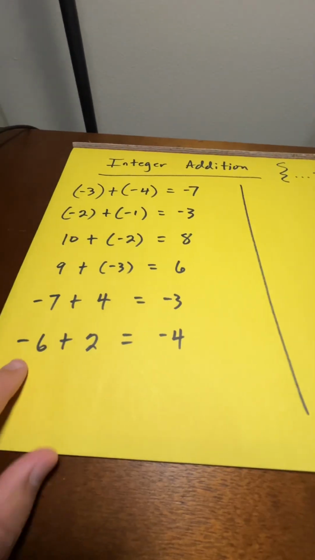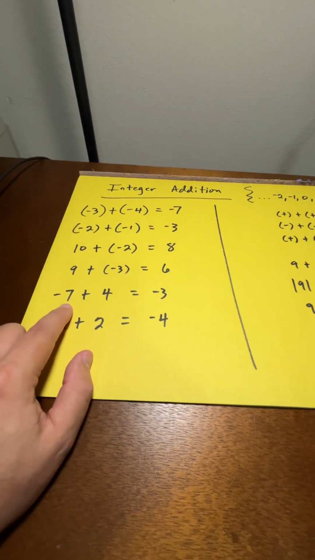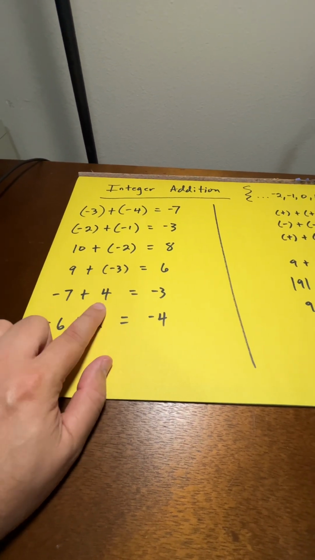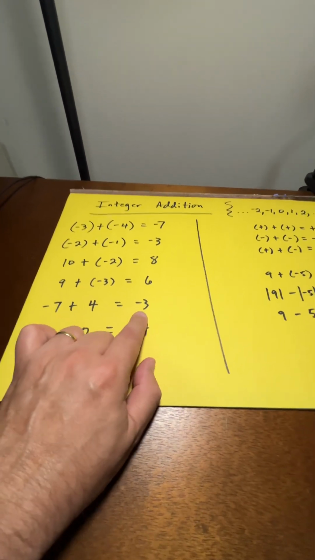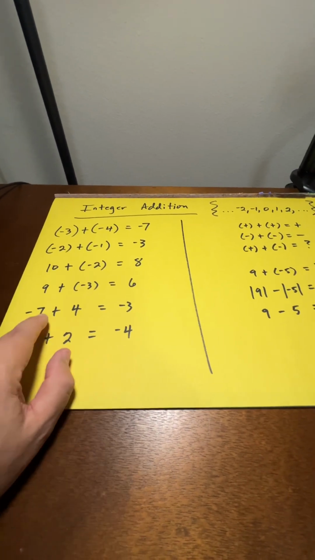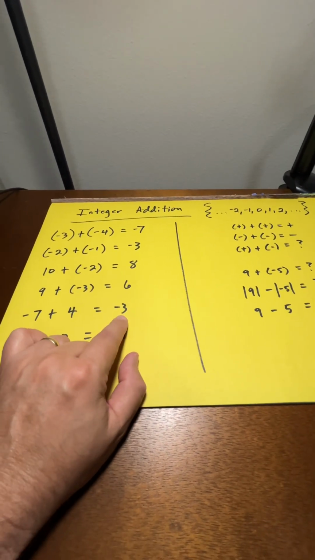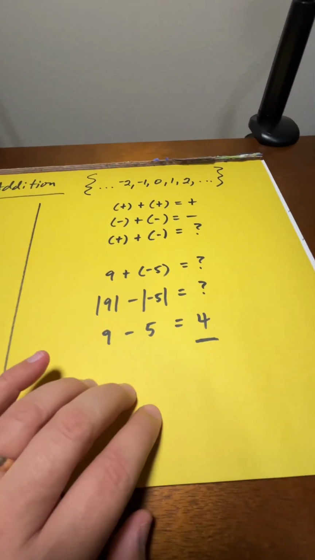So over here, notice you have -7 and 4. If you take the absolute value of 7, you get 7. You take the absolute value of 4, you get 4. 7 minus 4 is 3. But the answer is not 3, it's -3, because 7 is bigger than 4, and 7 has a negative sign. So that's why this was negative. So that's how you do this with the rules.